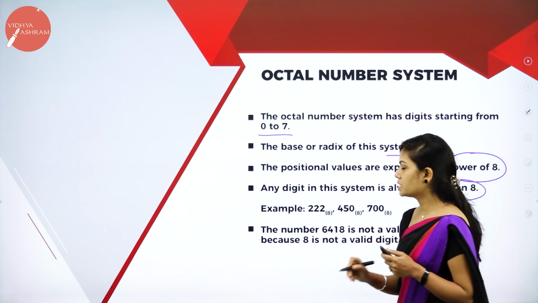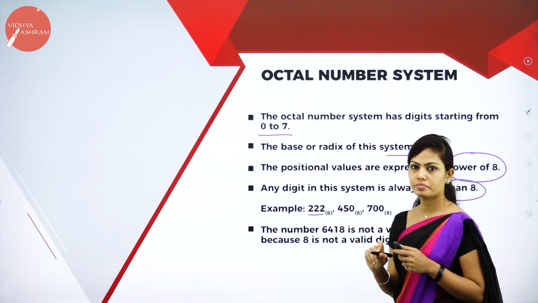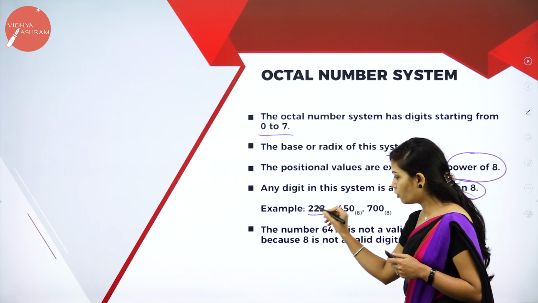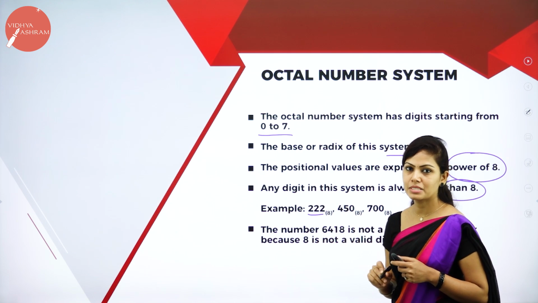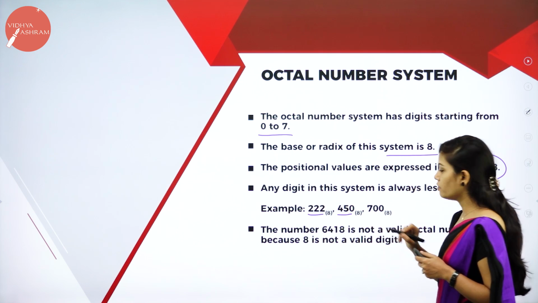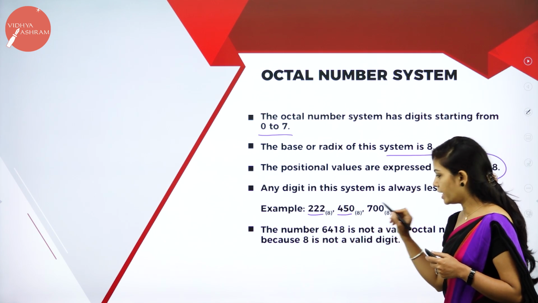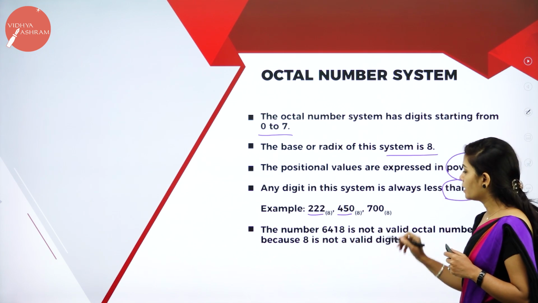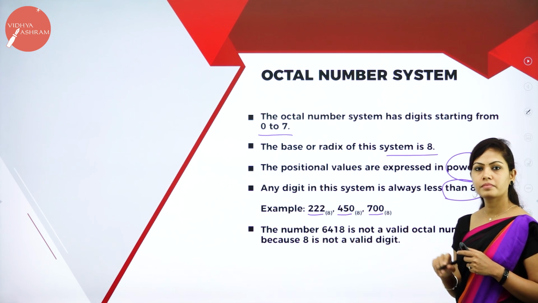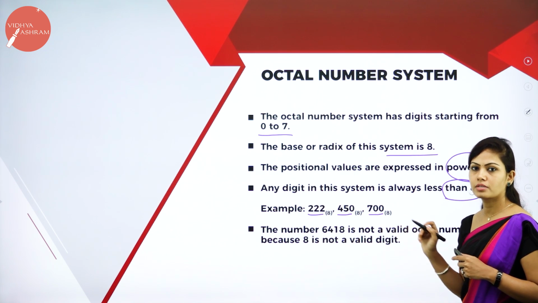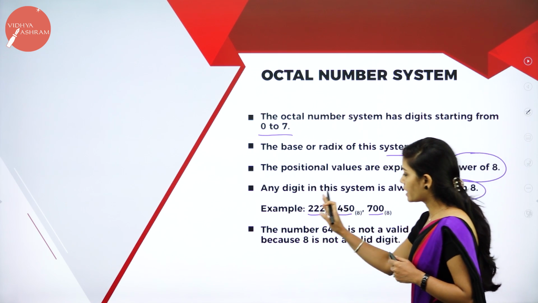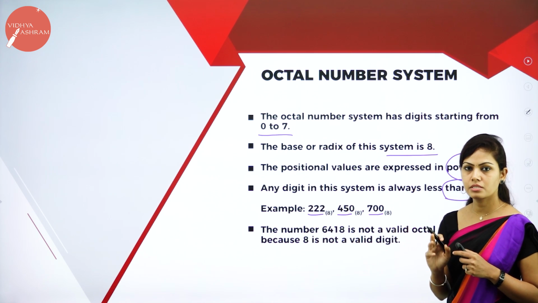Examples for the octal number system: 222 to the base 8. Now we can call it an octal number system. And 450 to the base 8. This is an octal number system. And 700 to the base 8. This is an octal number system. These are the examples for the octal number system.